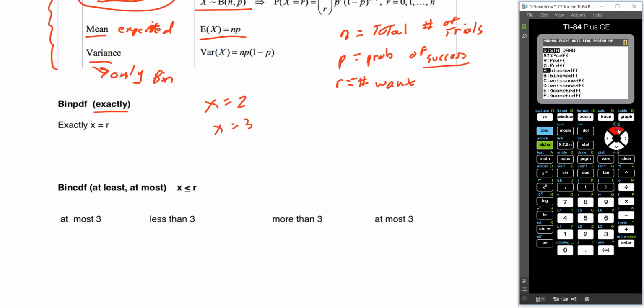Look at that. And I saved like 5 seconds, right? So these two right there, A and B. Binomial PDF, again, only use that one that says exactly. And binomial CDF, and we'll talk about how to use that one in a second.